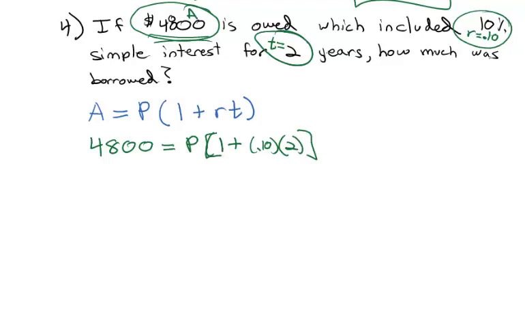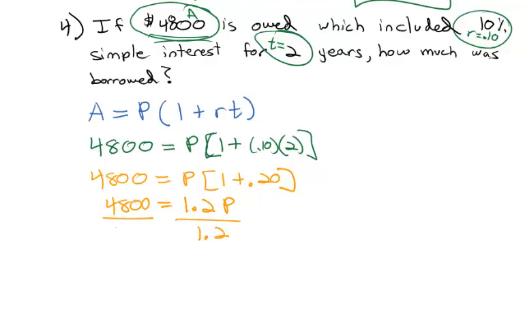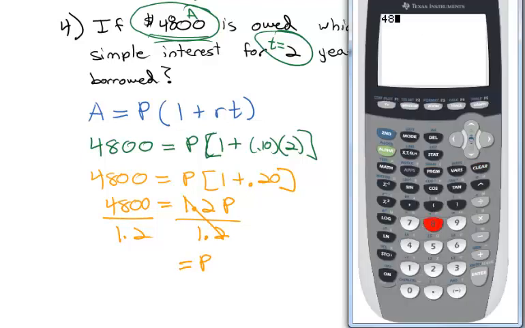And we can do a little bit of algebra from here to solve. 4,800 is equal to P times 1 plus 0.10 times 2 is 0.20. And then when we add those, we get 4,800 equals 1.2P. Simple to solve for that present value. Divide by 1.2 to find out what P equals. 4,800 divided by 1.2. It's the same answer both times, 4,000.